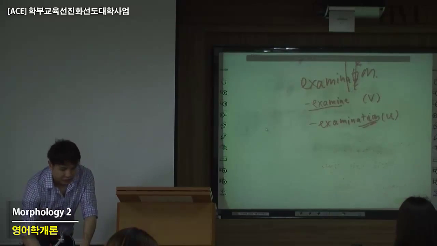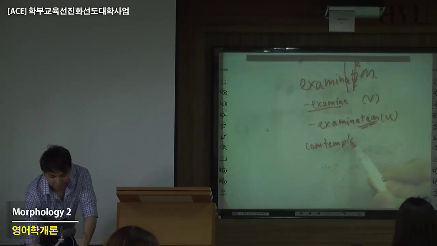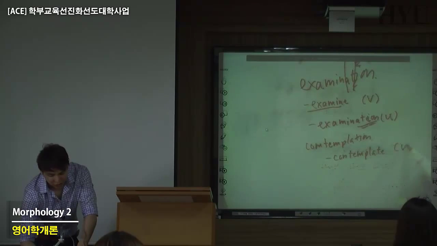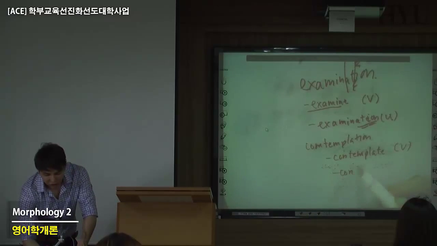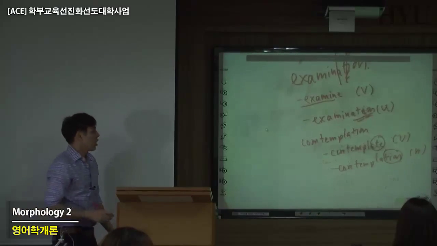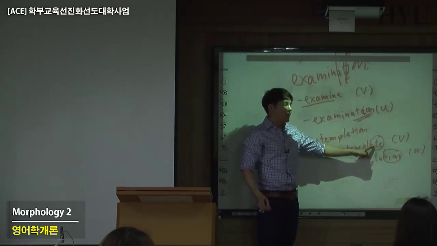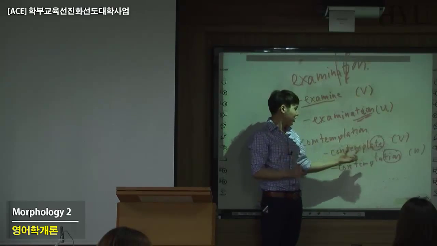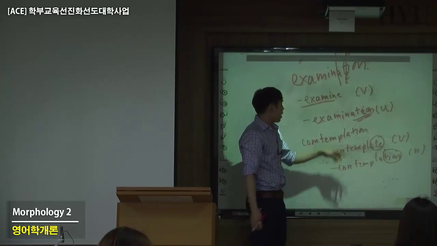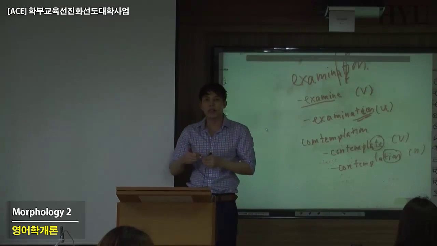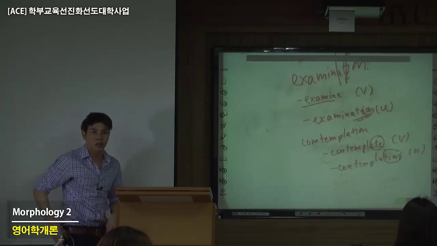But when you look at contemplation, you have contemplate, which is a verb, and then you turn that into a noun, contemplation. So this is a verb suffix, and this is a noun suffix. So you see the difference, right? We say that ate is a suffix here because we have that verb, contemplate. So it's a suffix that you add to the word contempl-, like that. But for examine, you don't have the verb examinate, so there's no ate morpheme there, okay? So it depends on whether or not you have that morpheme to start with in that language, okay?